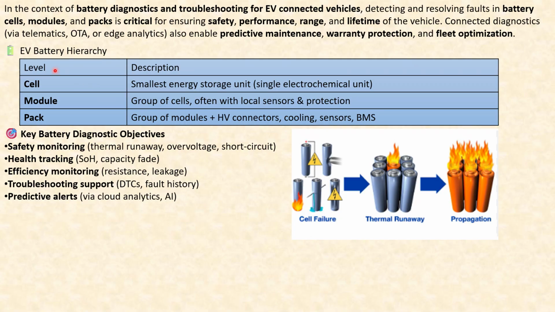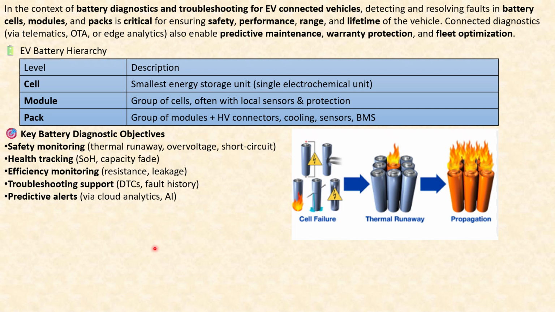Now talking about the EV battery hierarchy, first is the cell. It is the smallest energy storage unit, a single electrochemical unit. Next is the module. Now this is the battery jargon I want all of you to be familiar with. In common language we can use cell, module, pack interchangeably, but when it comes to battery, cell, module, and pack have specific meanings, and I want all of you to be very clear about it. Module means a group of cells, often with local sensors and protection. And a pack is a group of modules plus HV connectors, cooling, sensors, and BMS.